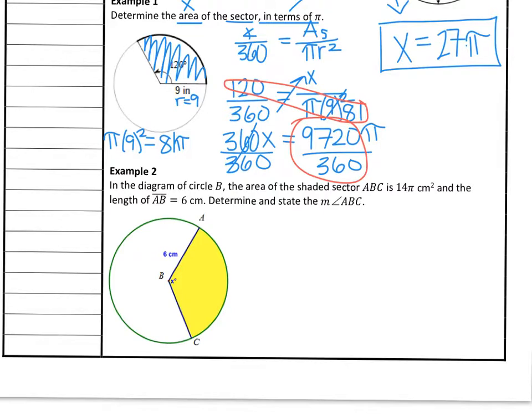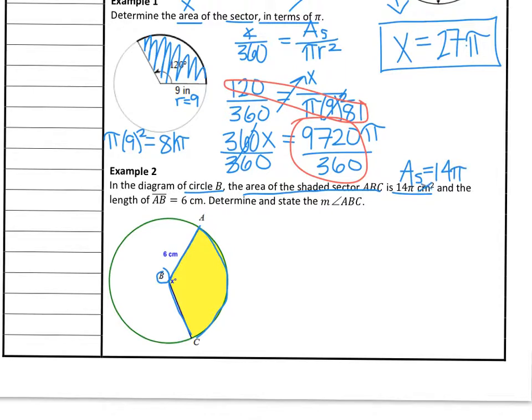All right, next one down. Here's another example where we are given a diagram of circle B. Circle B just means that that's the center point there. And the area of the shaded sector, ABC, so of this whole area enclosed here by this sector, is 14 pi. So they gave you the area of the sector is 14 pi.